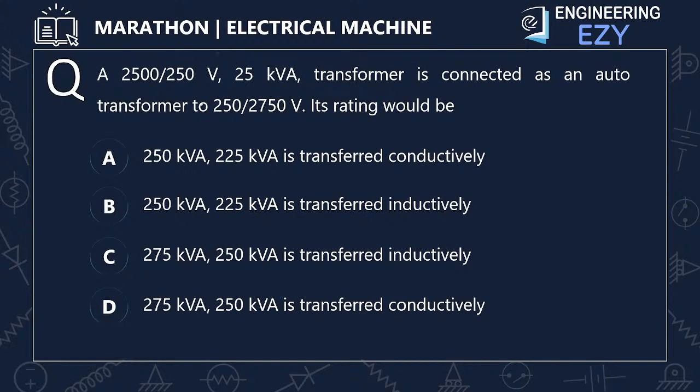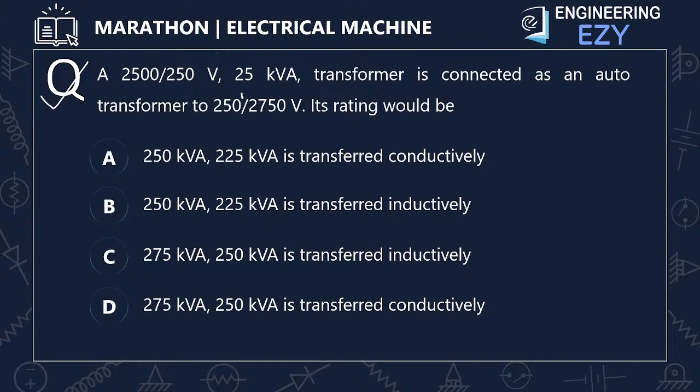This question is related to the auto transformer. A 2500/250 volt, 25 kVA transformer is connected as an auto transformer to 2500/2750 volt. Then what would its rating be? You have to calculate the rating. How much power is drawn conductively? How much power is drawn inductively? You have to calculate how much power is drawn inductively and how much conductively.